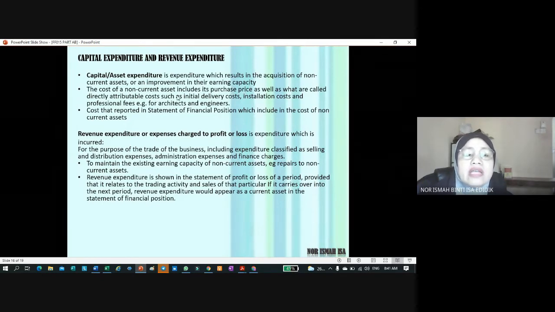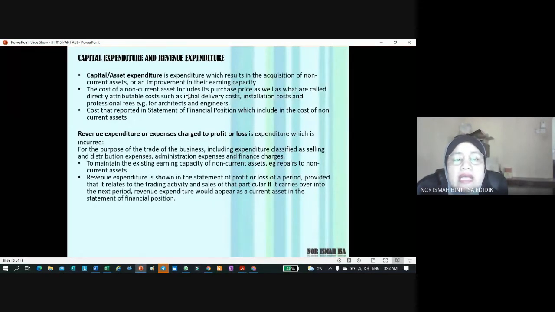The cost of non-current asset includes the purchase price as well as what we call directly attributable costs such as initial delivery cost, installation cost, professional fee, or architect and engineer. Costs reported in the statement of financial position will include the cost of non-current asset. What it means is that these expenses incurred because of purchase of the non-current asset we consider as asset expenditure. This cost we do not put under expenses. What we do is we add this cost to the purchase price of the non-current asset.